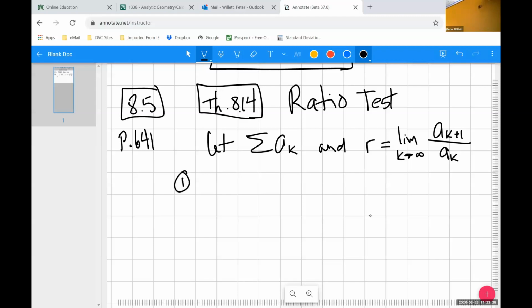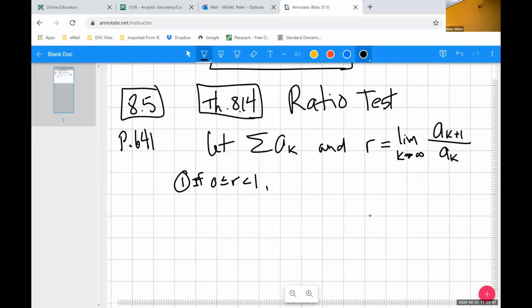1. If 0 is less than or equal to r, which is less than 1. So if r is some number that's below 1, like 1/2 or something like that, well, what would that indicate? That would indicate that the next term down the line is half as big as the one before it. So that would suggest that the series is shrinking in term values pretty quickly, kind of like a geometric series where it's 1/2 each time.